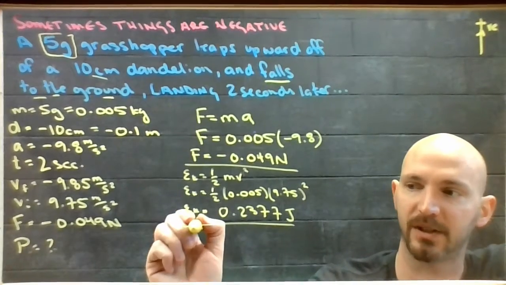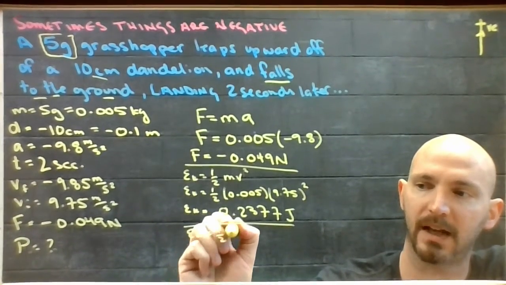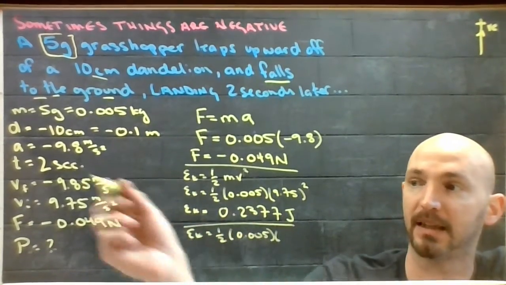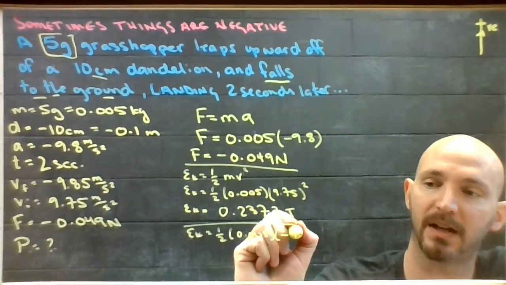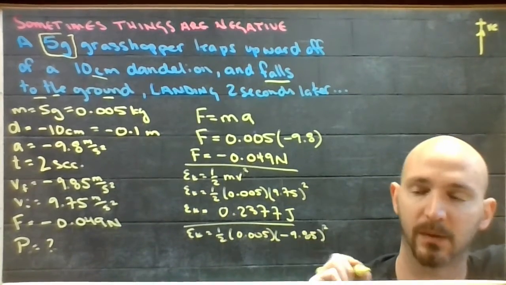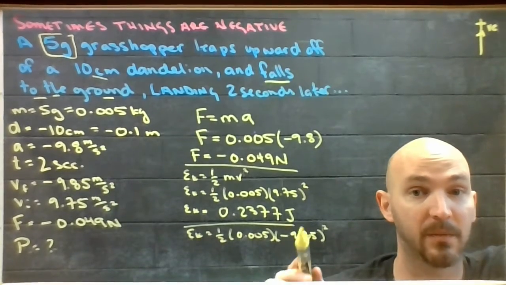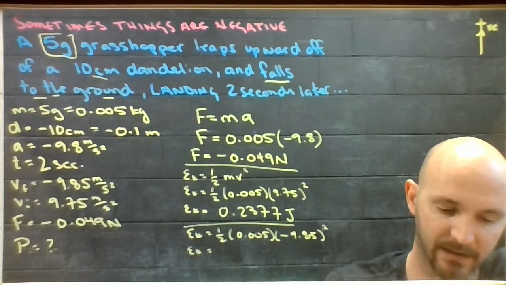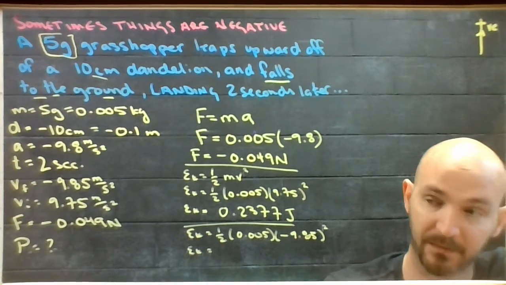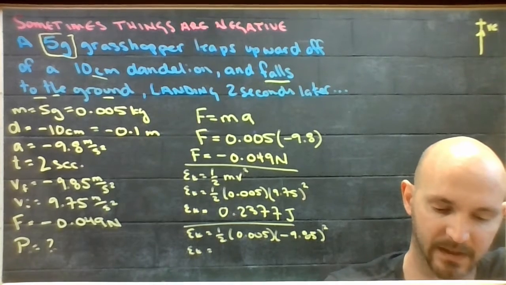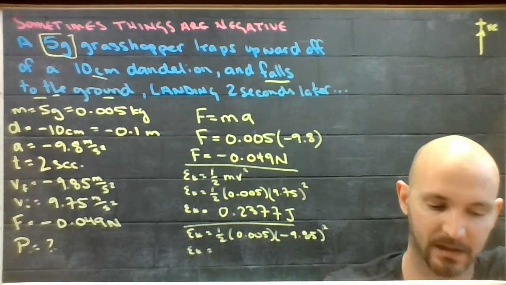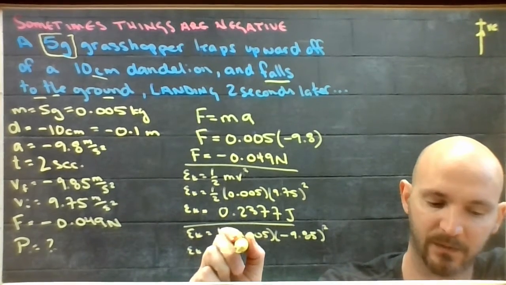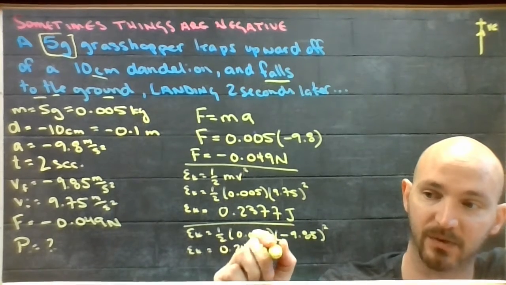So if I do the end energy, 1/2, mass is still 0.005, and the final speed is negative 9.85 squared. Now, a negative number squared is just a positive. So I have 9.85 squared multiplied by 0.005 divided by 2 is 0.2426 joules if I round.